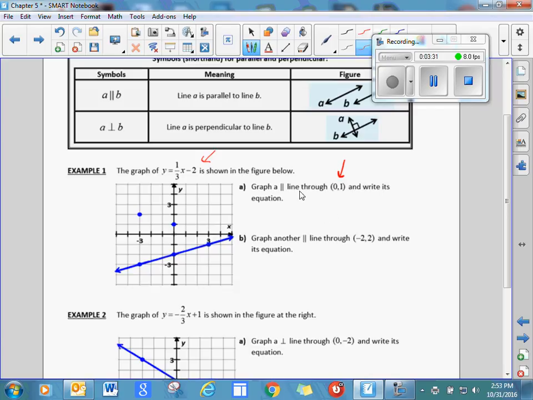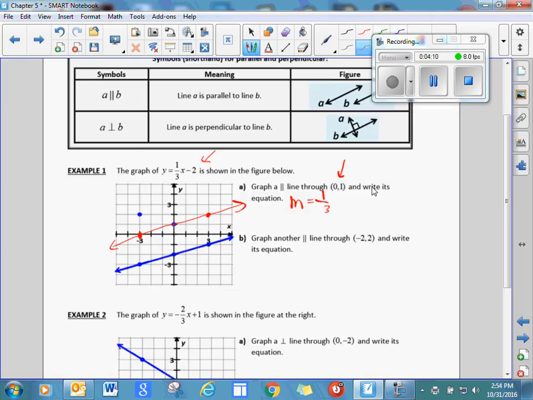So let's graph it first. We know that the slope is going to be the same as the line that it's parallel to, which is 1/3. So if we start at the y-intercept of 1, we know that the slope is positive, so we're going to rise 1 and run 1, 2, 3. There's a point on this line. To get another point over here, we're going to go down 1 and 1, 2, 3. So there's our line, and if I were to draw a straight line through it with a straight edge, it would be parallel to the line that we were given.